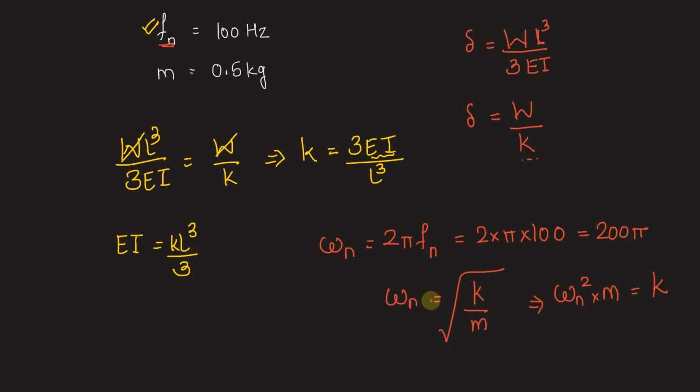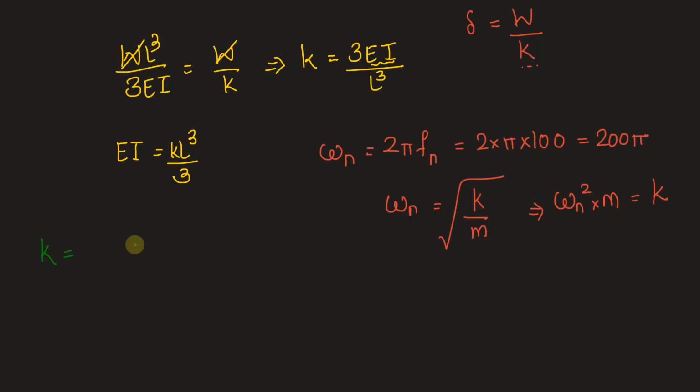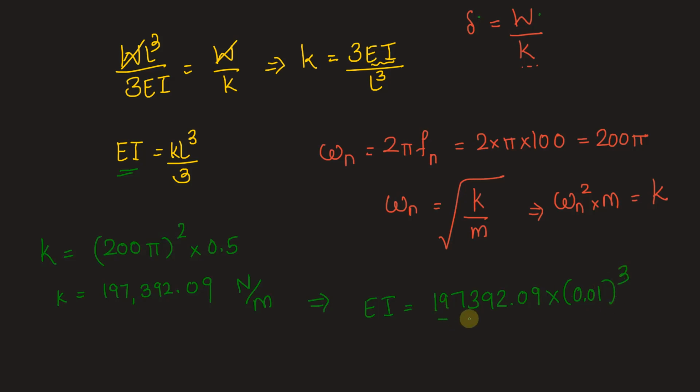So finally, let's find out k here. We get k is equal to 200 pi whole square into mass, which is 0.5 kg. This stiffness turns out to be 197,392.09. Stiffness unit here will be Newton per meter because it is force per unit deflection. So we have K, and we can now find out EI. This gives us EI is equal to K, which is 197,392.09, into L, which is 0.01 meter, cube, divided by 3.